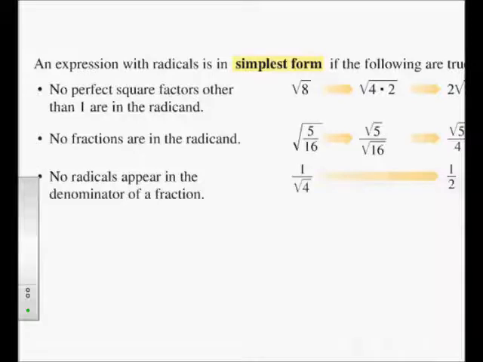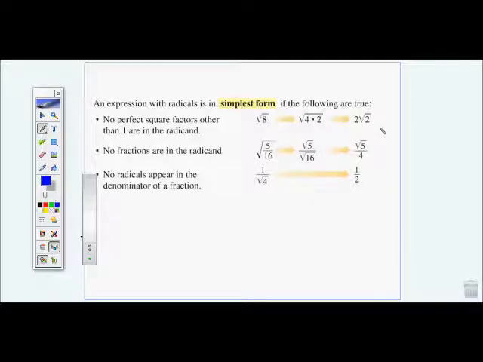Alrighty, so an expression with radicals is in simplest form if the following are true. And I can see that my window's not fitting, so I'm going to pause and then reset that. Hang on. So if we want to put a radical in its simplest form, we look to see if there are some perfect squares that could be factors of that.